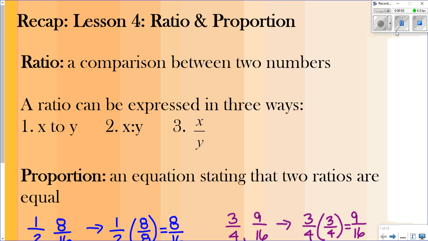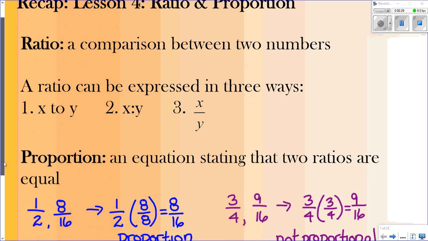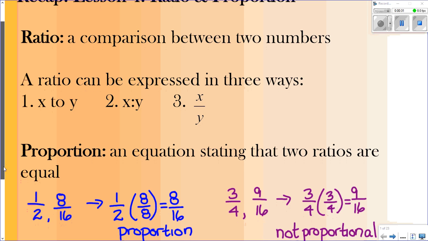Before we go on to our next lesson, we're going to review lesson 4, which was ratio and proportion. So we learned the definition of ratio and proportion, and the two of them are different from each other. Ratio is a comparison between two numbers, and they can be written in three ways: x to y, x and then a symbol, two dots, and y, or x over y as a fraction. Proportion is an equation stating that two ratios are equal.